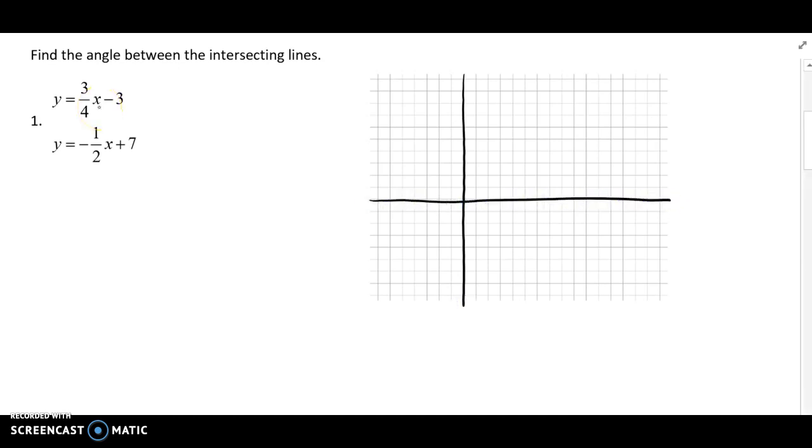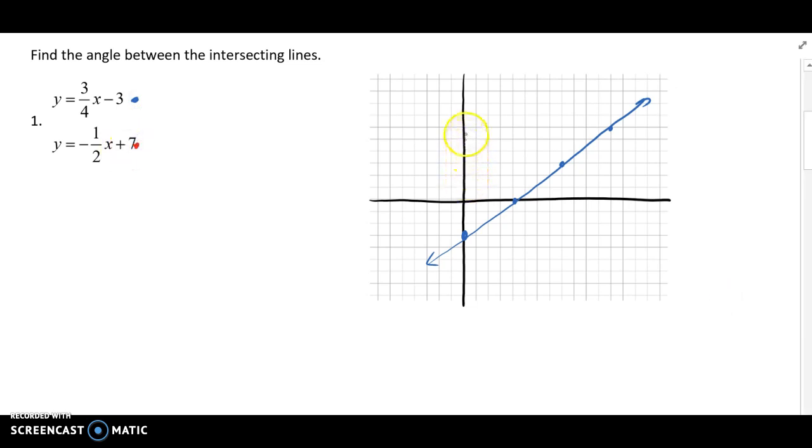and graph the first one. It has a y-intercept of -3. The slope is 3/4, so up 3 over 4, up 3 over 4. I'll do it one more time, up 3 over 4. And so here is our top line.